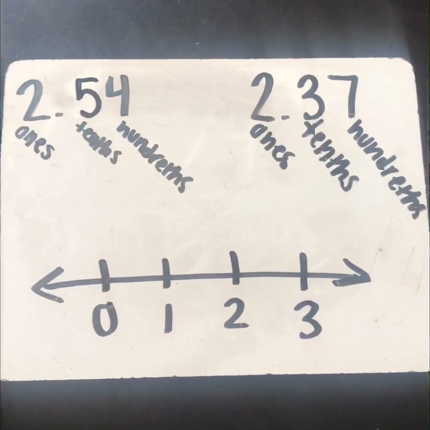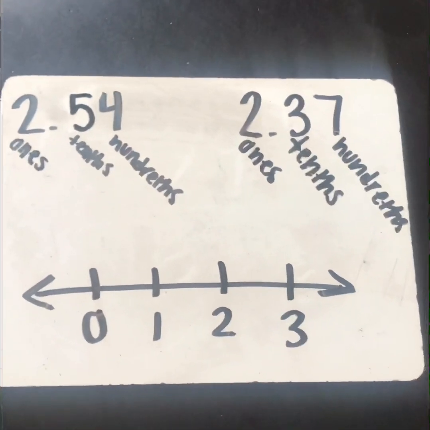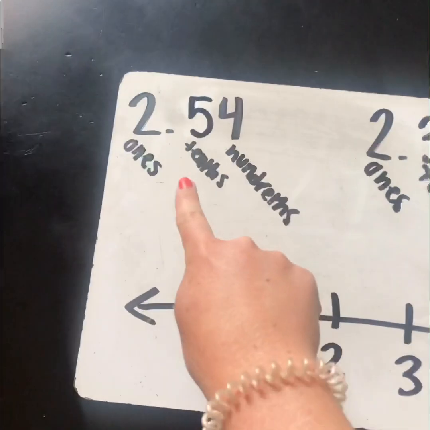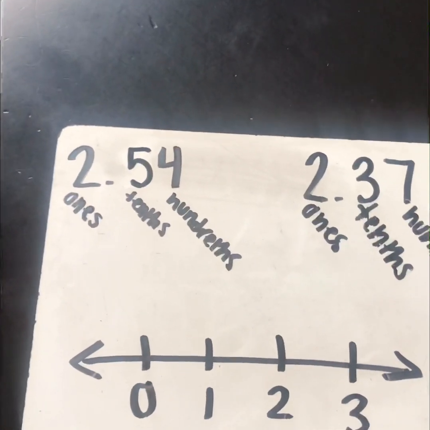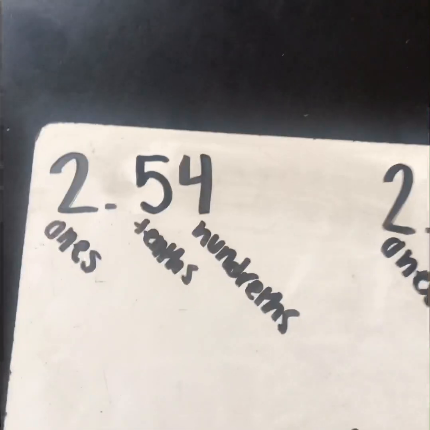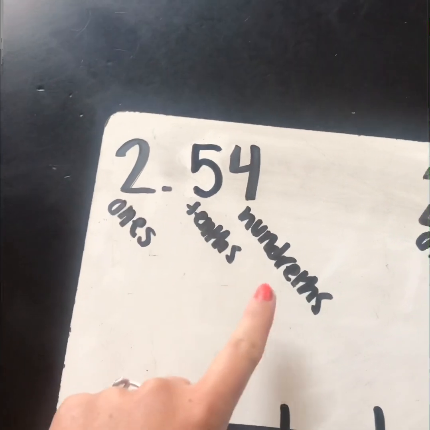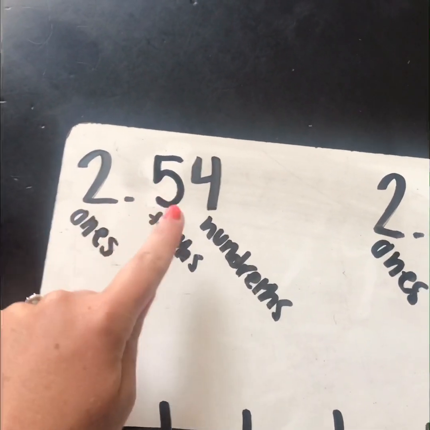Okay, so first off, we're going to start by talking about how to round a decimal to the nearest tenth. So I have two decimals for you. The one on the left, we say 2 and 54 hundredths. The 2 is in the ones place, the 5 is in the tenths place, and the 4 is in the hundredths place. Make sure you don't say 2.54.